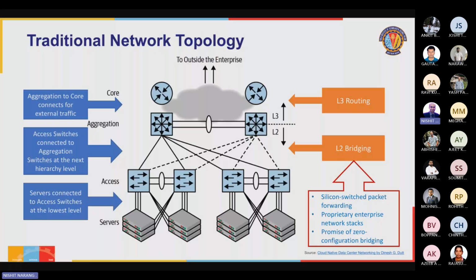But whenever traffic has to go out to the internet, yes, it's common sense. We need IP traffic. Therefore, layer 3 routing comes into picture there. But the inner network is extremely fast and quick and zero configuration. Does that make sense for everybody? Yes, no?